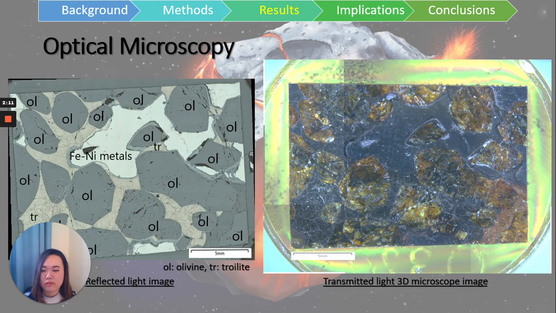Here are the optical microscope images. The reflected light images are good for matrix analysis. There are two types of matrix going on. One is troilite and the other one is metal. On the other hand, transmitted light microscope images are good for silicate. As you can see, you can look into the inside of the olivine crystals very well.